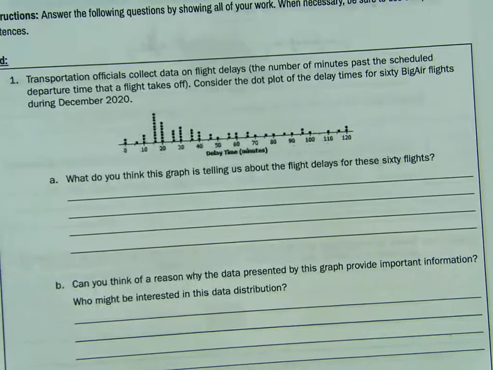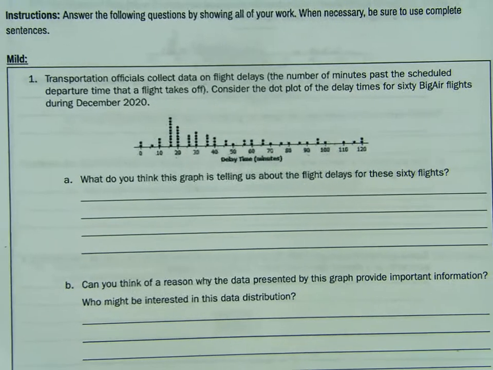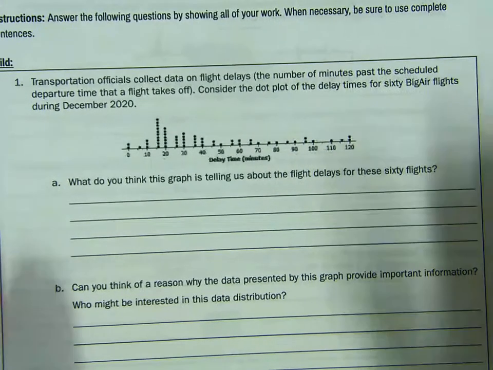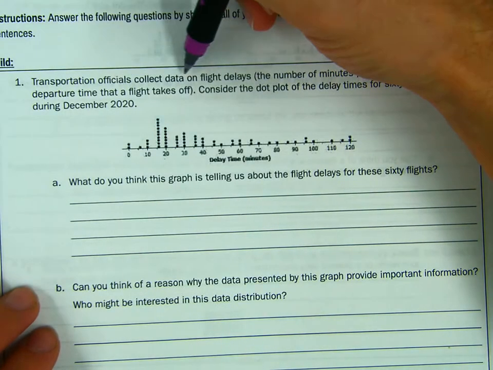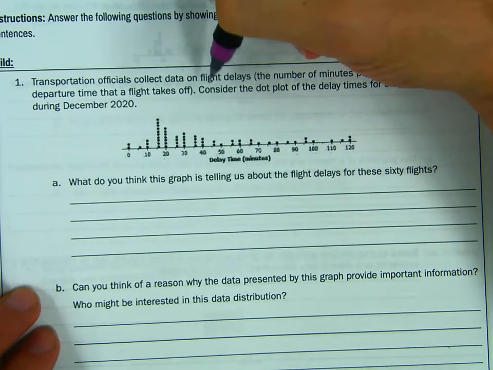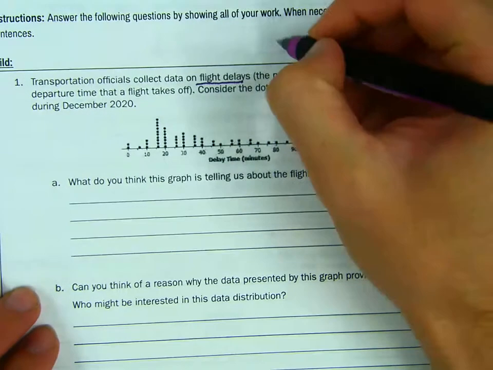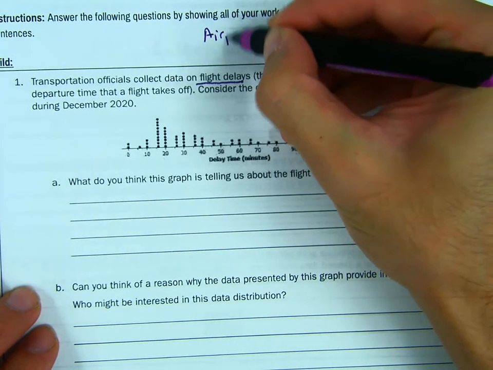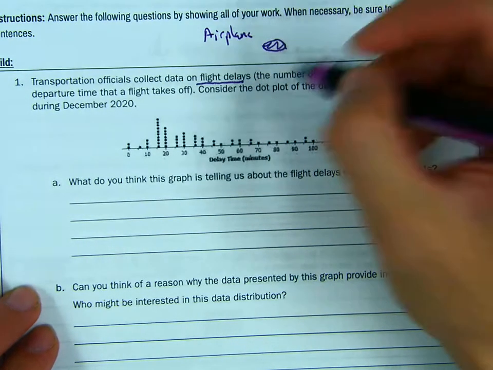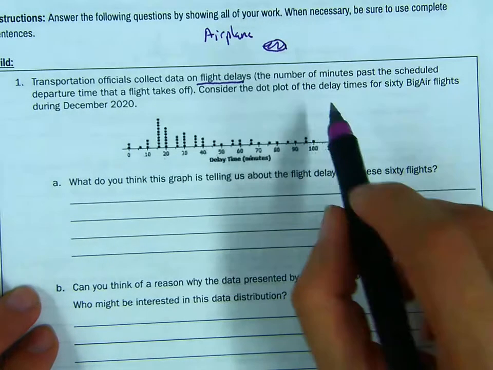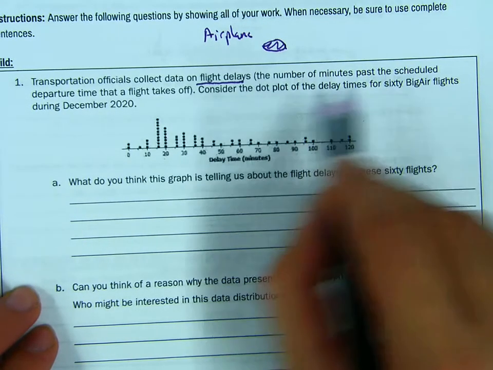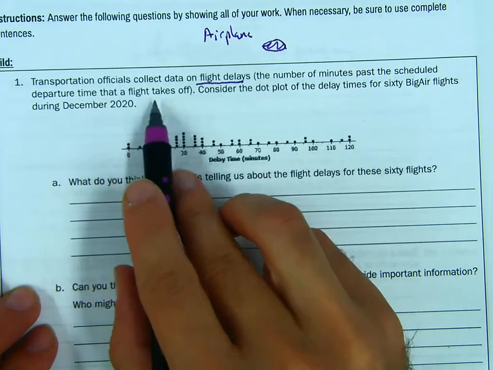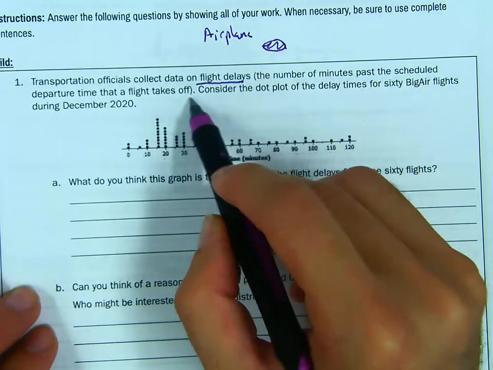So let's take a look at this worksheet over here. And let's take a look at the first question. Let's read it together. It says, transportation officials collect data on flight delays. Okay, so let's say I have an airplane. There could be delays within your flight. The number of minutes past the scheduled departure time that a flight takes off. Okay, so it's a flight delay.